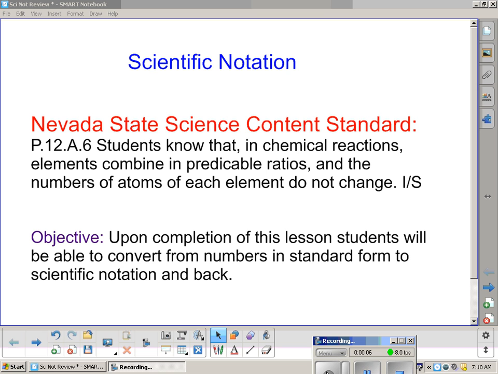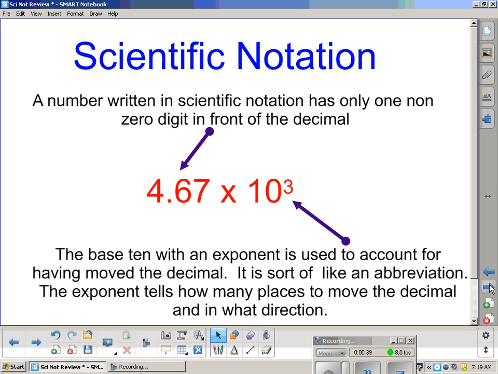Today we're going to talk about scientific notation, which is something that you already should have a pretty firm grasp on coming into this chemistry course, but we'll review it nonetheless. The Nevada State Science Content Standard that eventually applies to this will lead toward students knowing that in chemical reactions, elements combine in predictable ratios and the number of atoms in each element do not change. And our objective, upon completion of this lesson, students will be able to convert from numbers in standard form to scientific notation and back again.